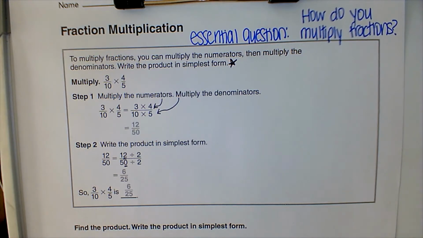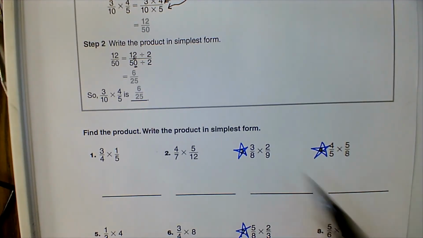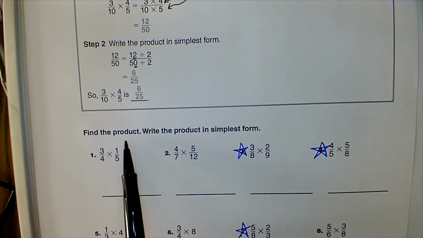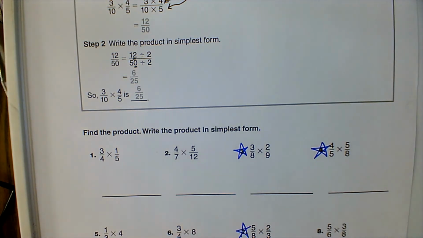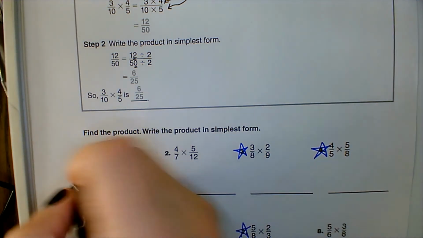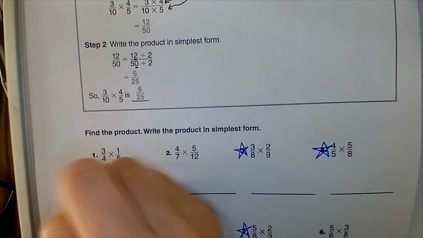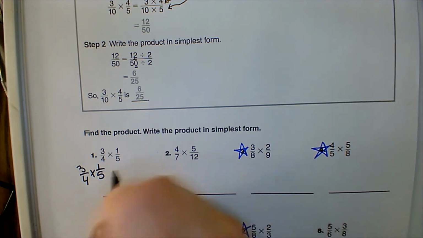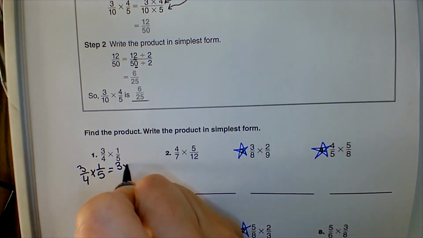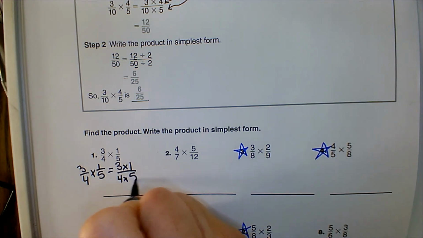I'm going to do a couple examples with you. The directions say find the product. Write the product in simplest form. So I know we're going to be multiplying. Here we have 3/4 times 1/5. I'm going to rewrite 3/4 times 1/5, and then I'm going to show that I'm multiplying the numerators by each other and the denominators by each other.